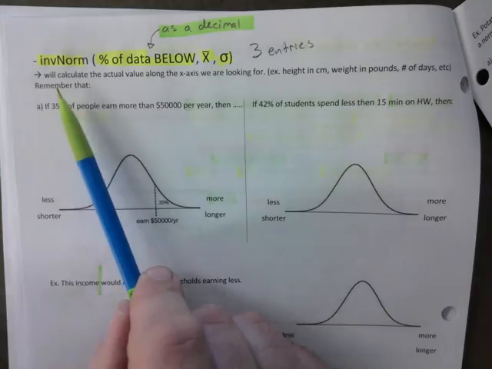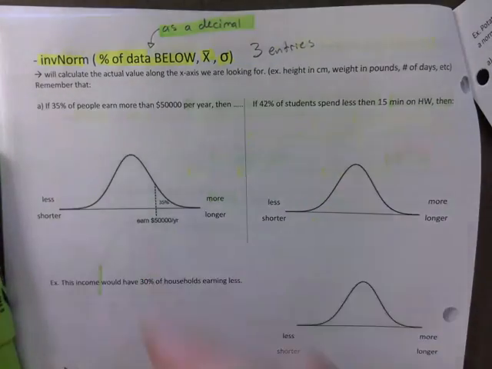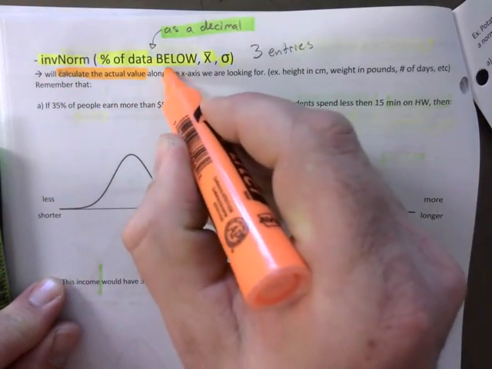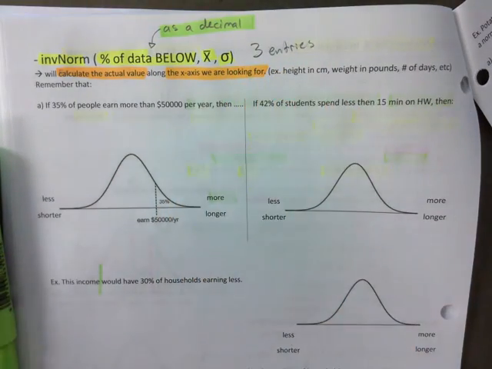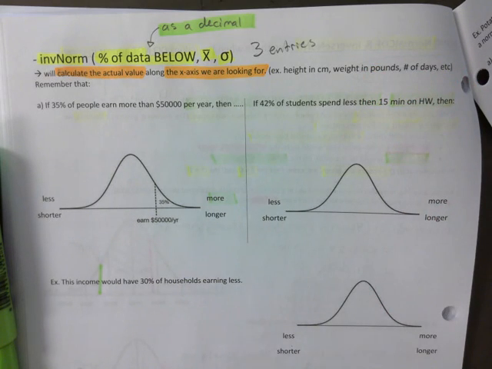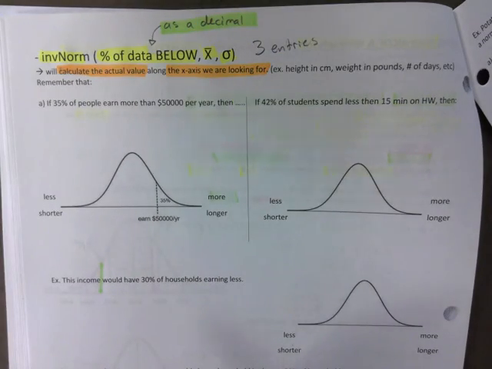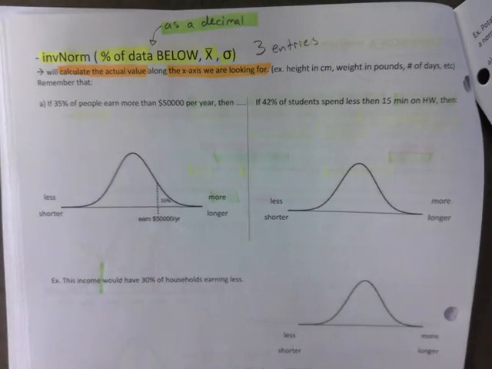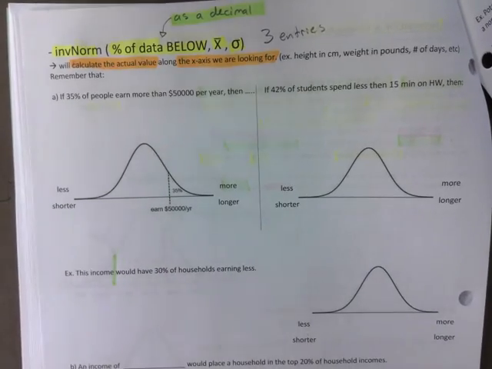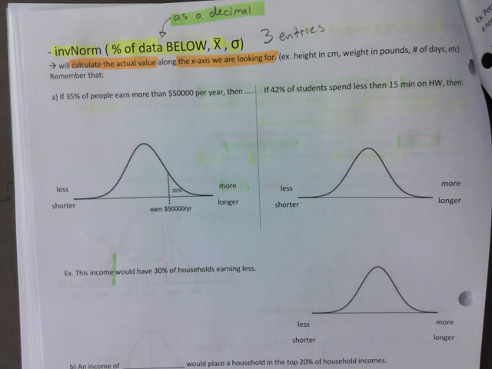What does inverse norm do? What does it do for us? It will calculate the actual value, right? Calculates the actual value along the x-axis we're looking for. So it could be the actual height of a person, the actual weight, number of days. And before we get going, remember that little concept here. What's the area under the entire curve again? The percentage or area? 100%, okay?